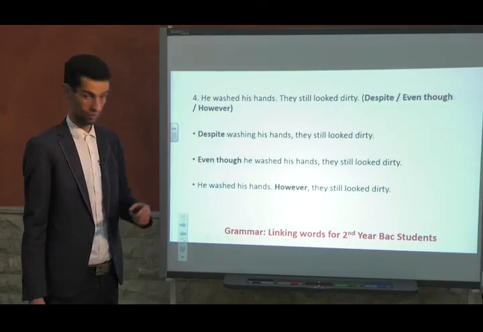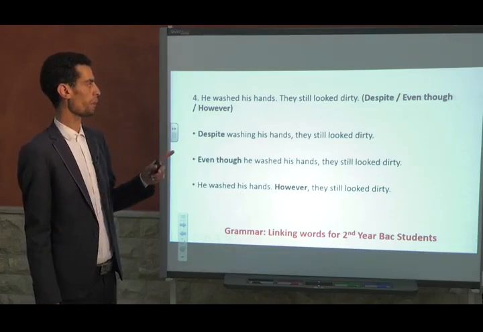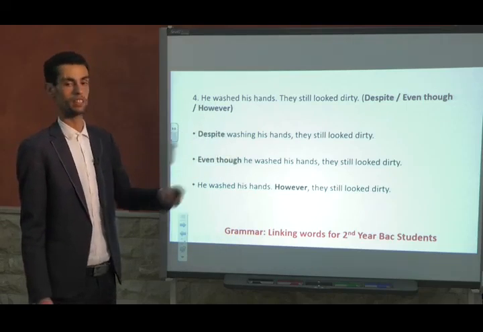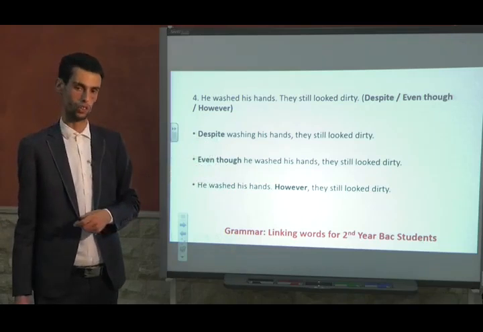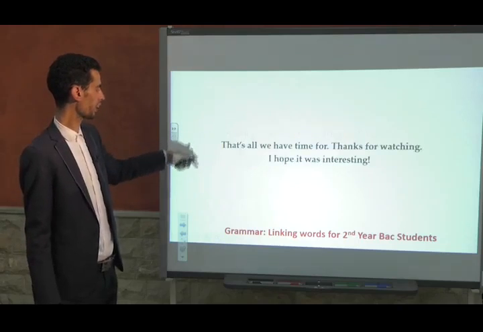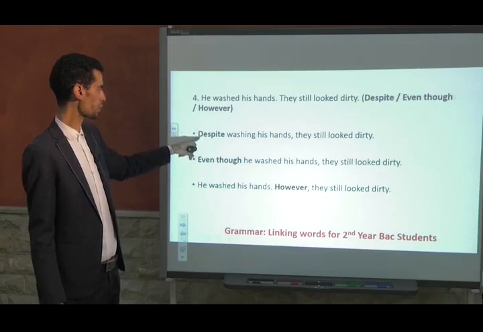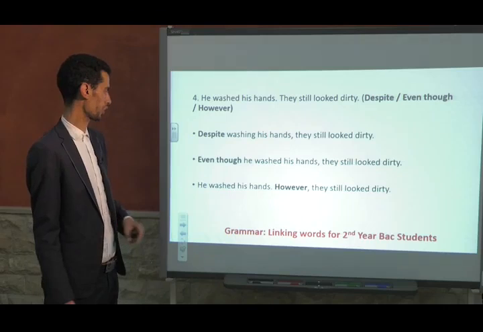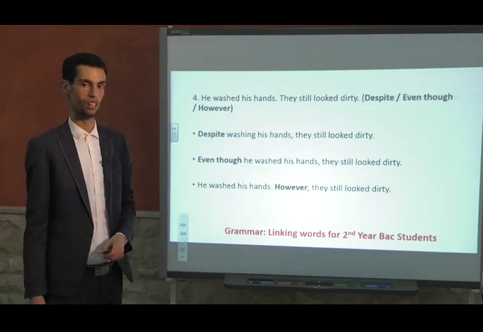Number 4, he washed his hands, they still look dirty. Despite: you can say despite washing his hands, they still look dirty. Or you can say even though he washed his hands, they still look dirty. And suppose that I don't want the ing form, I'm going to say despite the fact that he washed his hands, they still look dirty. And for the last one, you can say he washed his hands, however, they still look dirty.